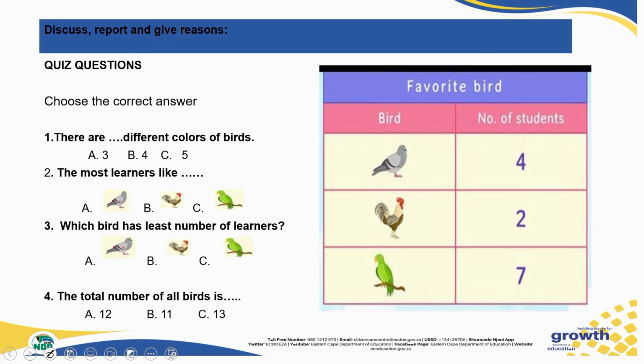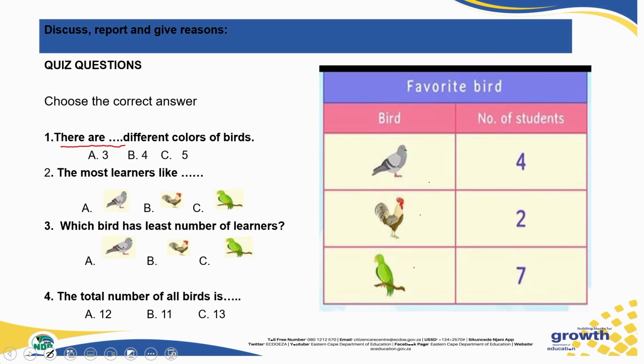Let us move to our questions. I will ask you questions about the data that we have collected. Here are our questions, grade ones. The questions here, you are going to choose the correct answer from the list of answers that I gave you. I brought this picture so that you recall that these are the birds that we learn about: pigeon, rooster, and parrot. Here are our questions.